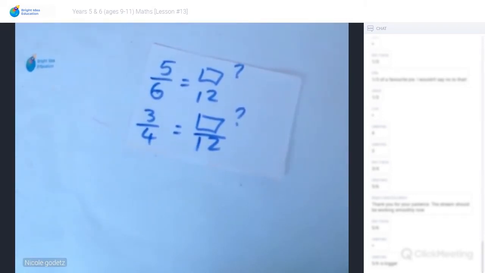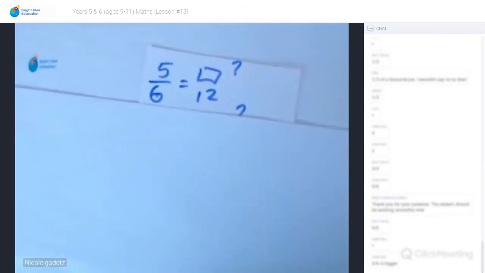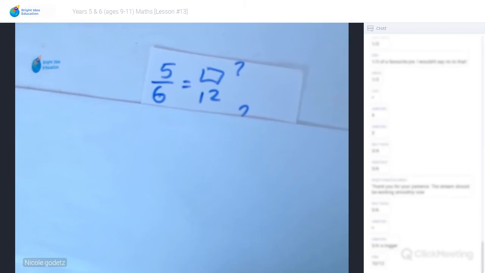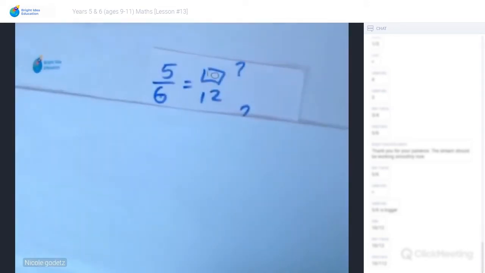Let's do the top one first. Let's take the bottom one out. Come on, chop, chop. These are quick. 5/6 is the same as how many 12s? So we're doubling the denominator. We have to do the same to the numerator. 5/6 is the same as 10/12. We double the bottom, we have to double the top.